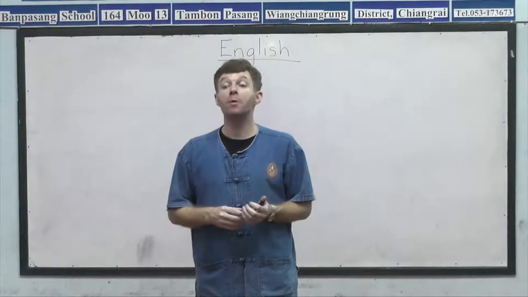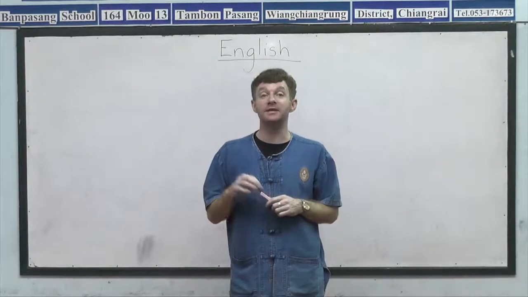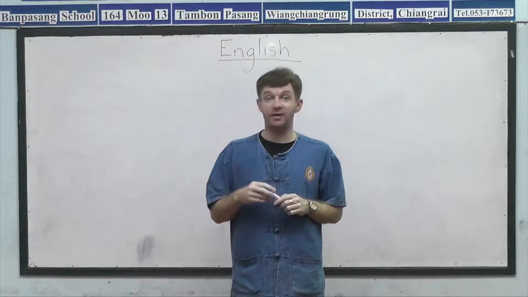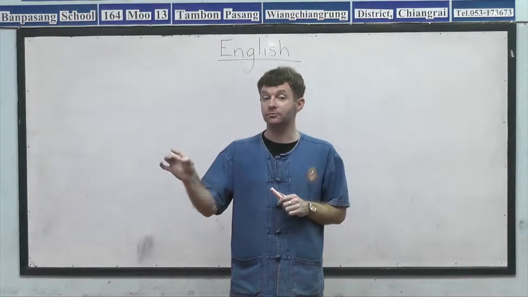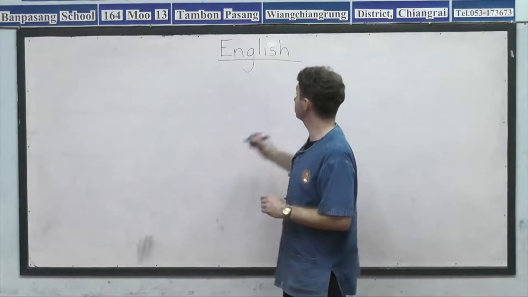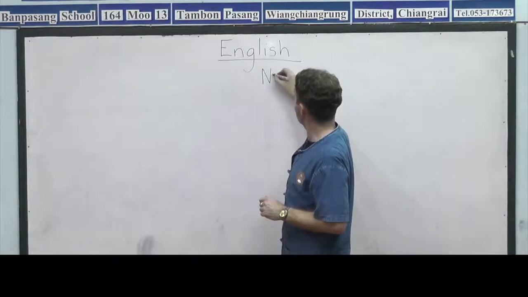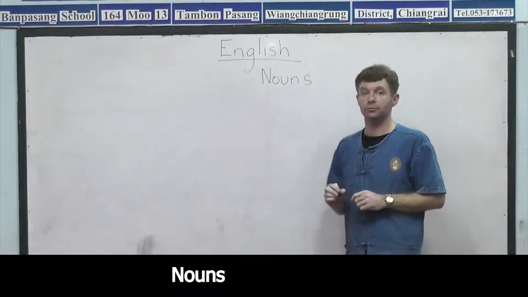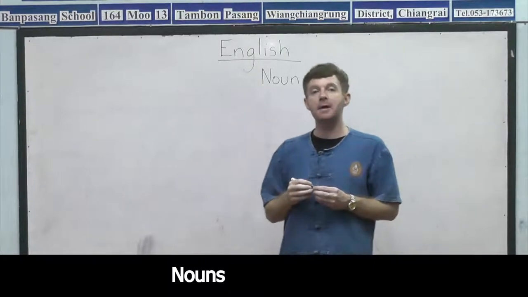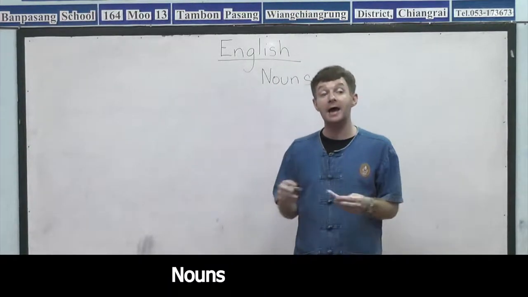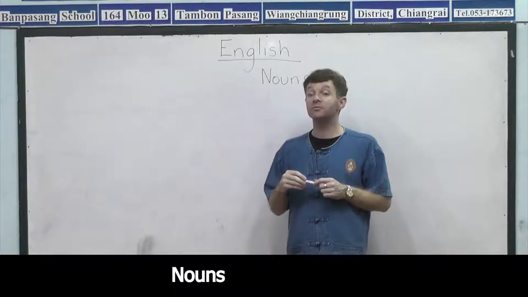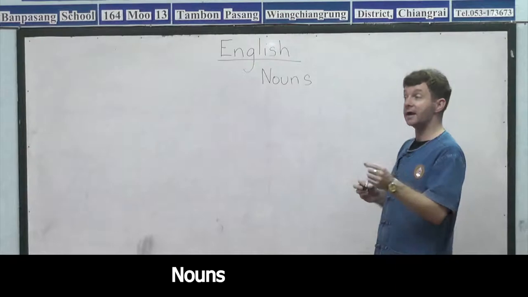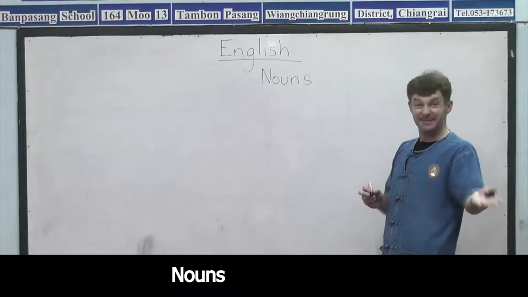So who can remember what type of words we learnt about in the last English lesson? Perfect, guys. We learnt about nouns, okay? N-O-U-N-S, nouns. Can anybody remember what type of words are nouns? Nouns are names of things, okay? So whenever you see the name of something, it's a noun.